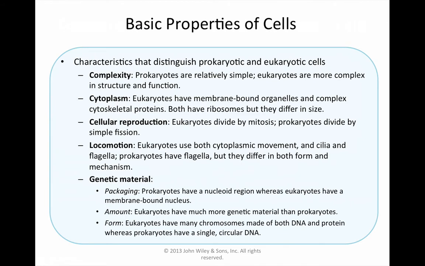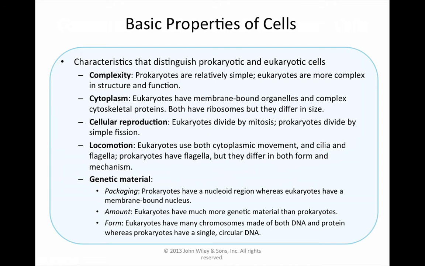But while there are some basic similarities between these two classifications of cell types, because they're different classifications, they clearly have differences as well. This is a list of some of the main characteristics that distinguish prokaryotic cells and eukaryotic cells. First off is their complexity. Prokaryotes tend to be relatively simple, while eukaryotes are very complex in structure as well as function.